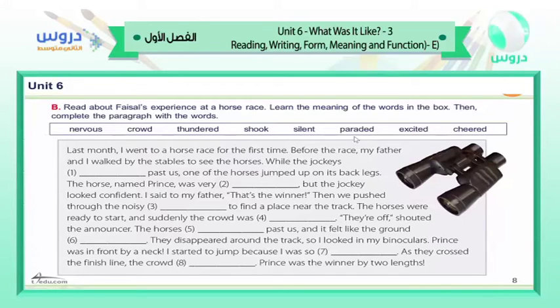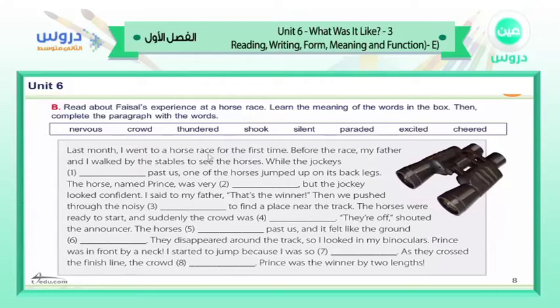Okay? Paraded. Paraded, it means they march together. They walk together in a line in front of many people. Excited. I'm very excited to get to the match. I like being here, so I'm excited to be here. I'm really happy. Cheered. Cheered, when you cheer, for example, my team, when they get a goal, I will cheer for them. This is in the past, cheered. Okay, let's read the paragraph and try to get these words.